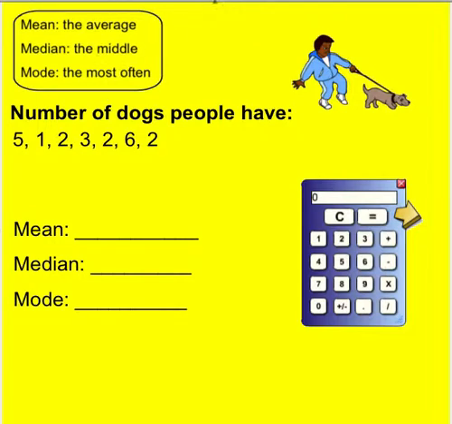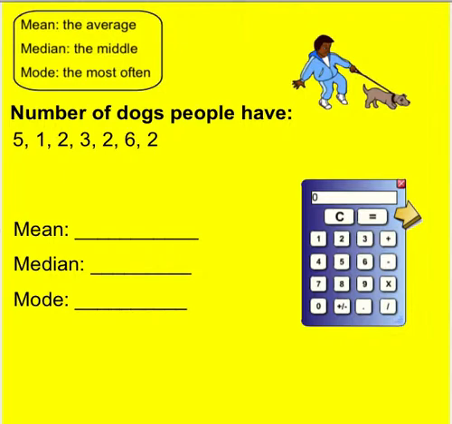Up at the top left corner of the screen, there's a little reminder box, and the reminder box has 3 words inside of it. The first word is mean. Mean is the average of a set of numbers. The second word is median. That is the middle of a list of numbers. And the third word is mode, which is the number that occurs most often. On this list, number of dogs people have, we are going to find the mean, the median, and the mode of the data. In order to find the mean, we'll just start there.